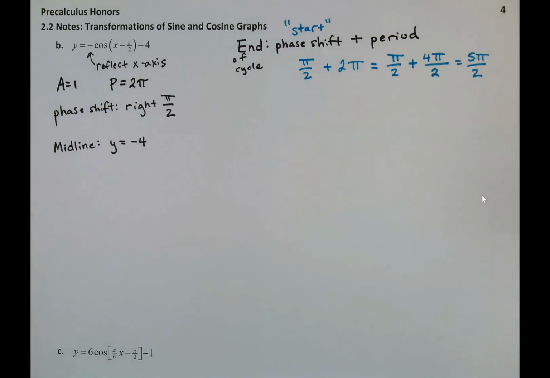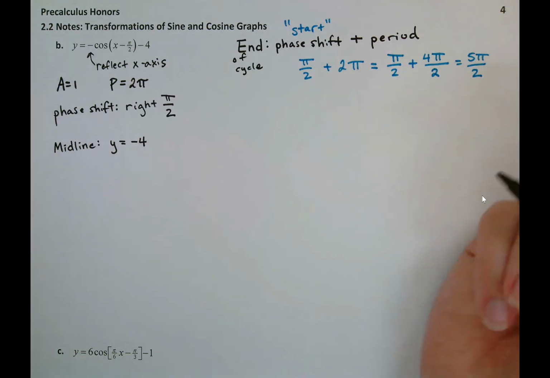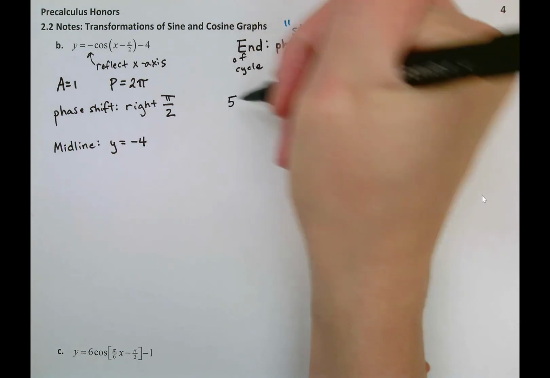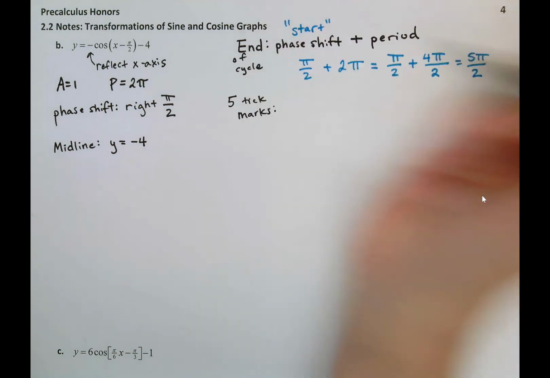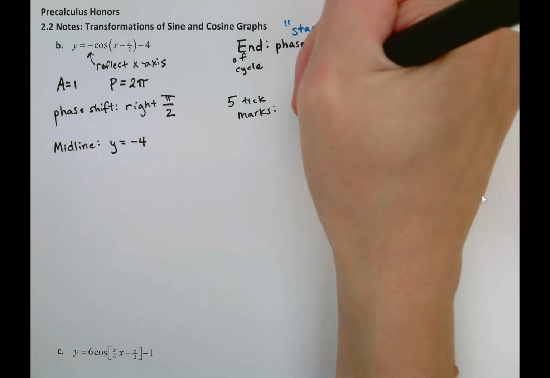So those are 2 of your points. You still have to find the middle 3 points. With a denominator of 2, it's not that difficult to do the math with your fractions, but I want to show you another way to do it. This is option 1: you take your start, add your period, and that's where you know you're going to end. Another way that I like to do it is this is how you would find your 5 tick marks. Before, we would start at 0, take our period, and go halfway. Well, you can't really do that when you have a phase shift. So my starting tick mark is, of course, my phase shift.